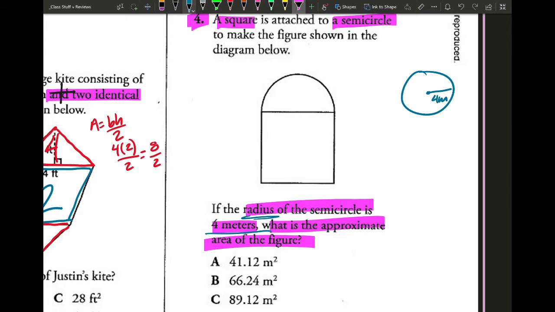Now, if my radius is 4, can I find my diameter? If the radius is 4, what is my diameter? 8. It's double that, right? So this is the radius. So that means the diameter equals 8. Now let's look at this. That's why I like to draw things on the side.